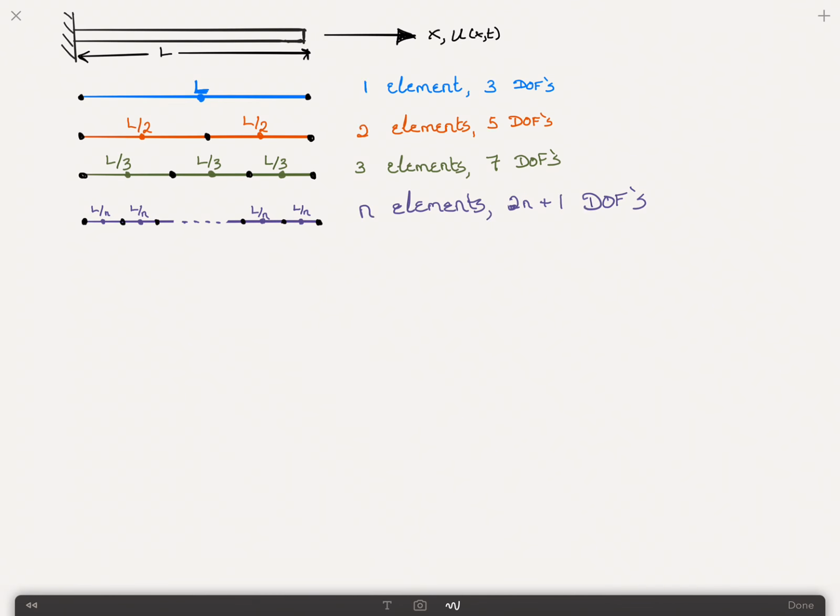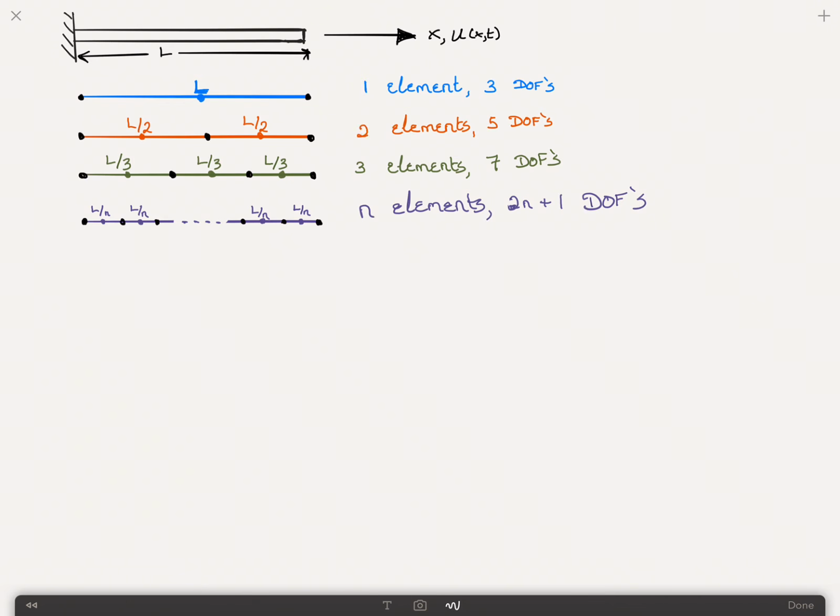That should hopefully make sense. We'll use this when it comes to coding it up, but in general, if we're using n elements that have 3 nodes in this case, the total size of the system before we remove the fixed nodes should be 2n plus 1 degrees of freedom. That is the size of the global matrix.